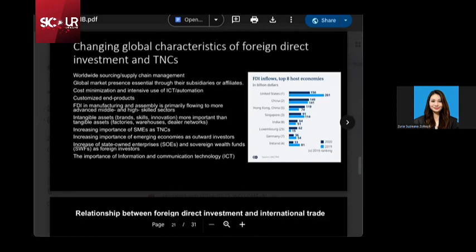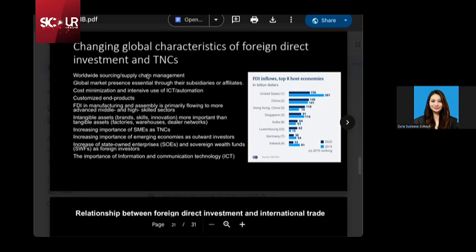And Vietnam, the government continued with the new economic reform, also improving the policy and the legal environment in labor-intensive industry. Okay, so for the changing global characteristic of foreign direct investment, we have talked just now about efficiency seeking. So worldwide sourcing supply chain management is the efficiency seeking FDI that we discussed just now. Global market presence, this one is market seeking.